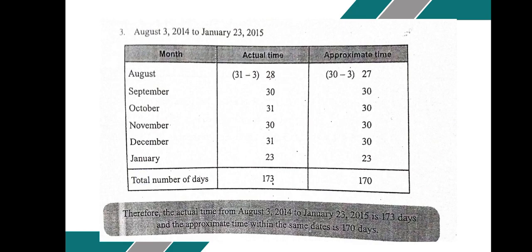Okay, another example. So, let's see itong si August 3, 2014 hanggang January 23, 2015. So, actual time between August 3 hanggang January 23, that is 173 days. And then, sa approximate time naman, that is equal to 170 days.